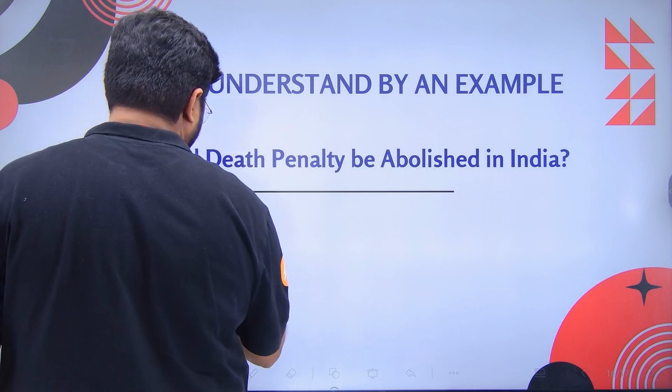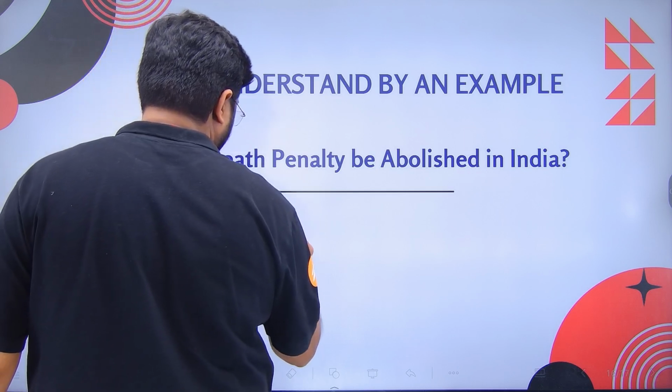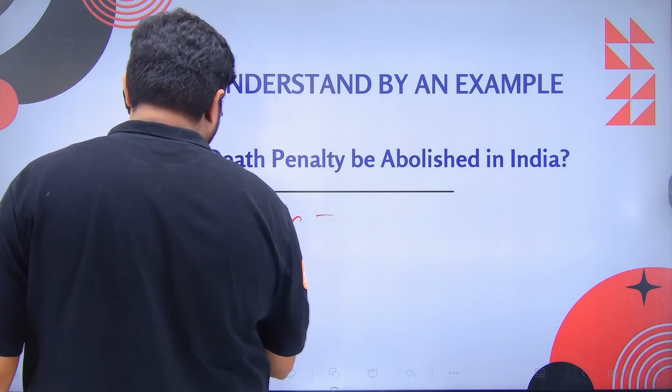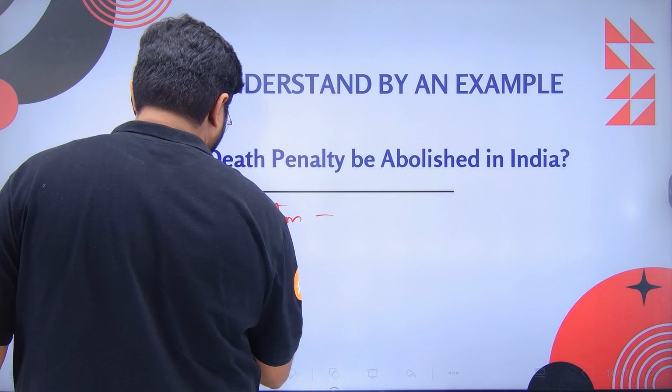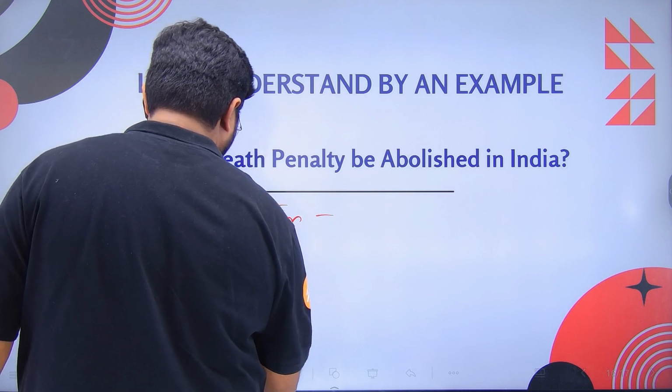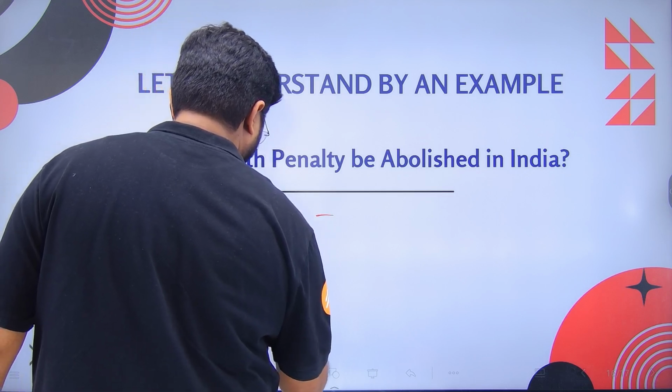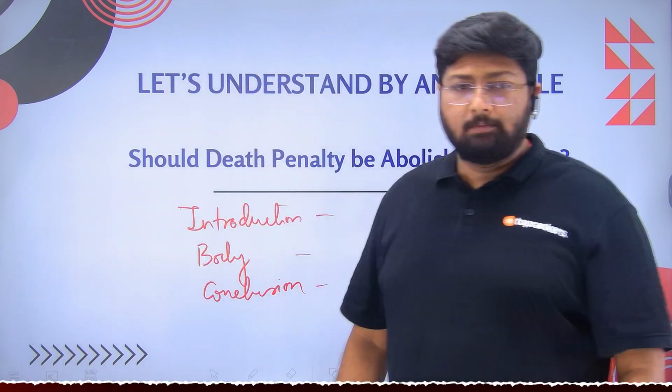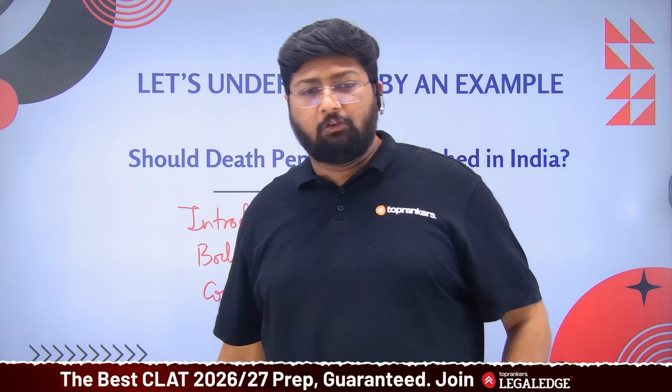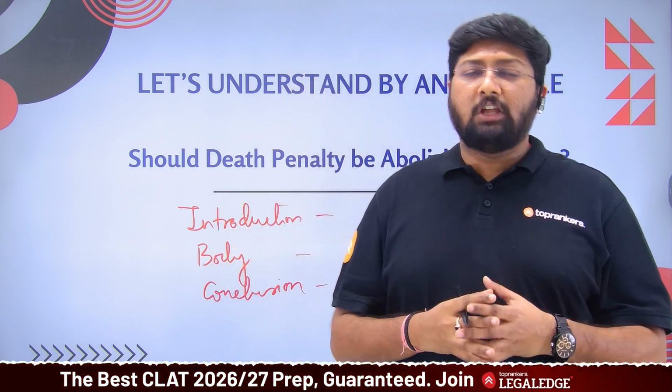So one is introduction of the topic, then body, and then conclusion. Okay, I have to bifurcate into these three parts. Now, how do I introduce death penalty?